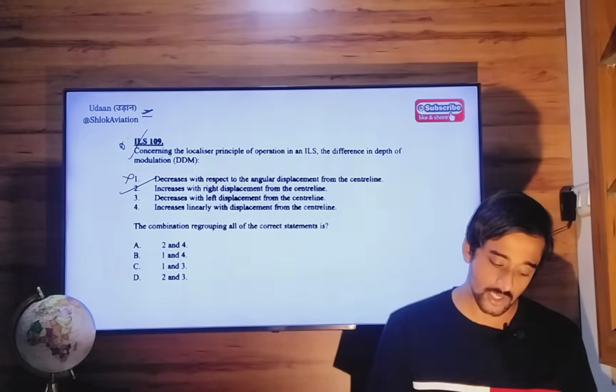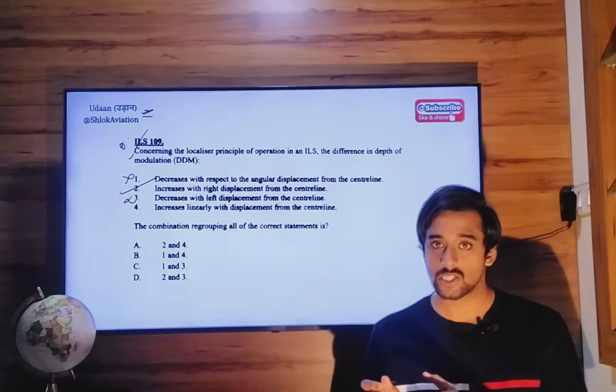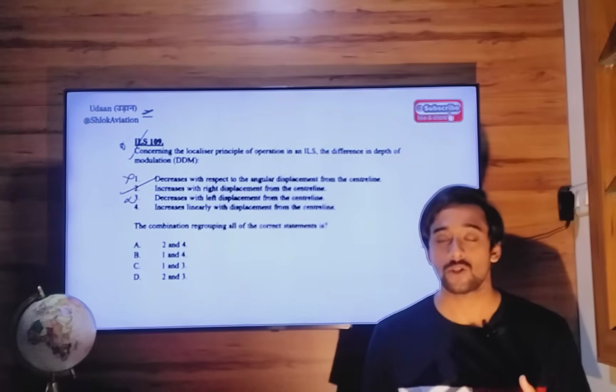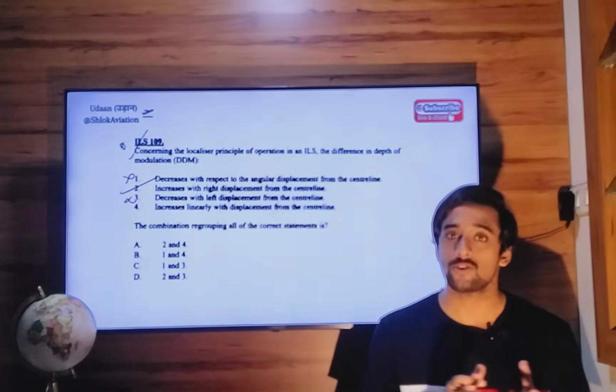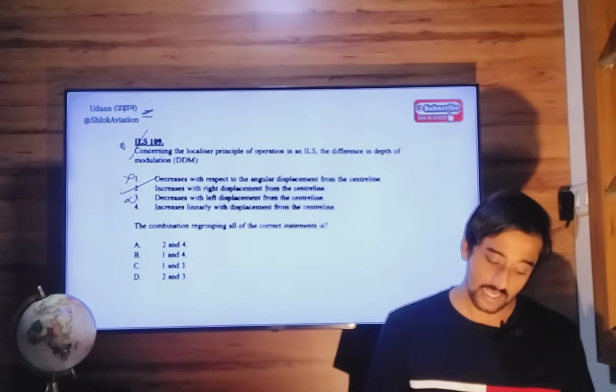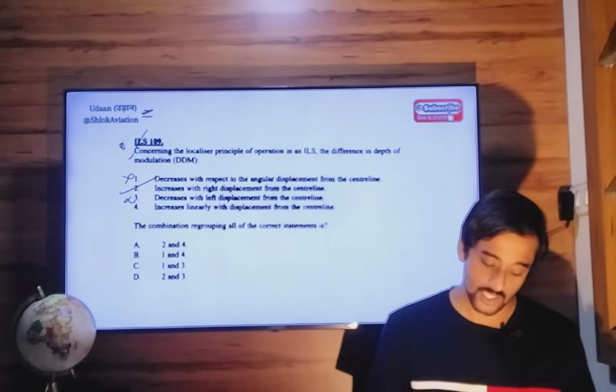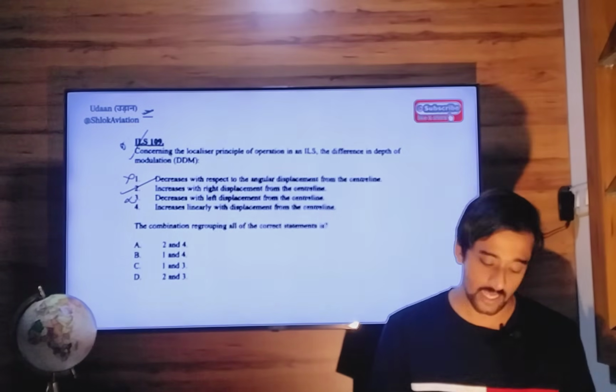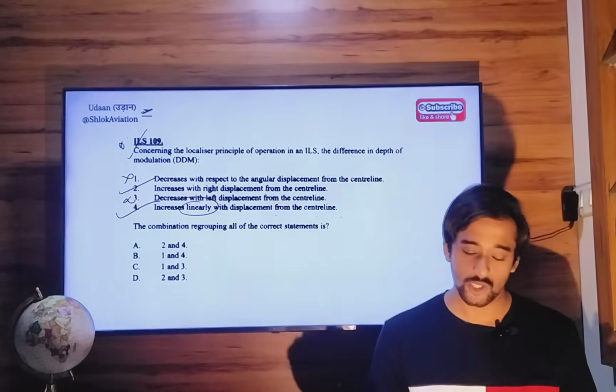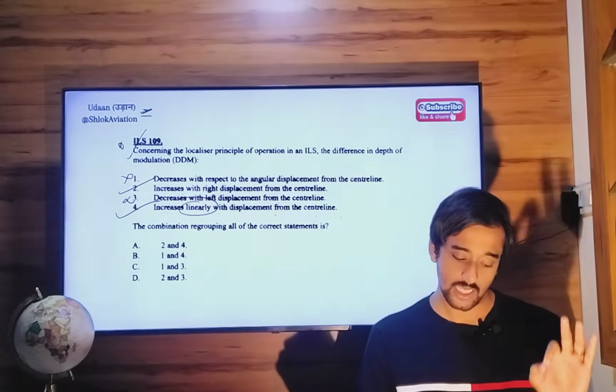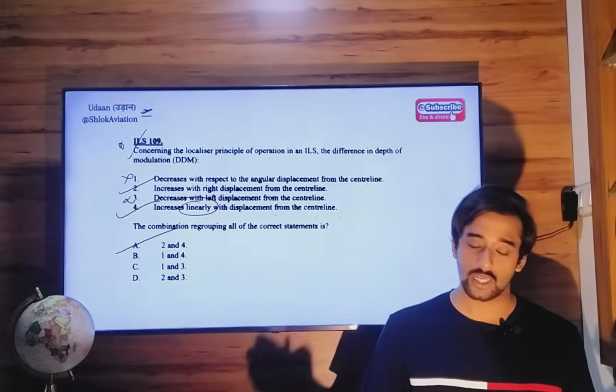Decreases with left displacement? No. Just like right displacement, the difference in depth modulation will also increase as you deviate to the left of the center line. Increases linearly with displacement? Yes, it's linear. Remember the word linearly. So statement 4 is also right. The correct combination is statements 2 and 4, option alpha.